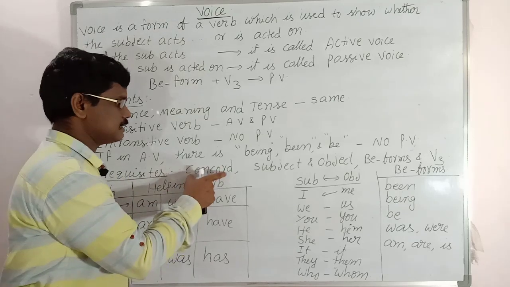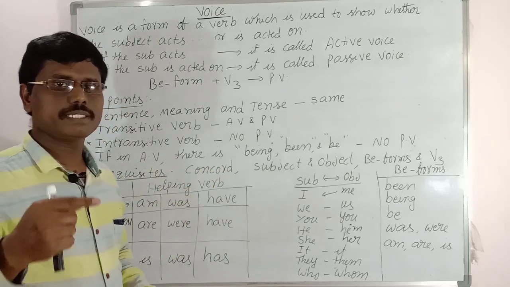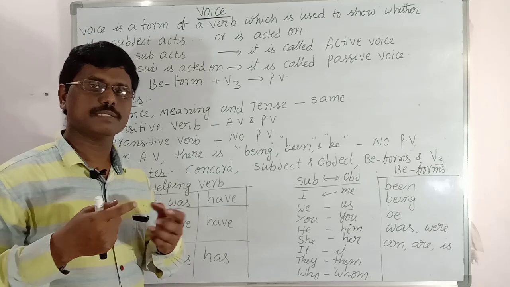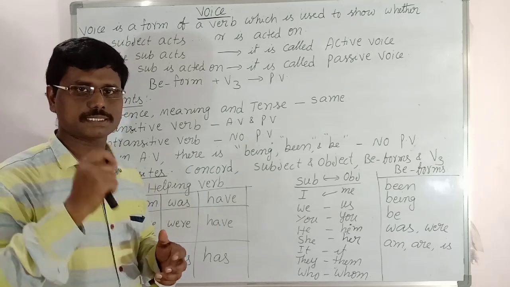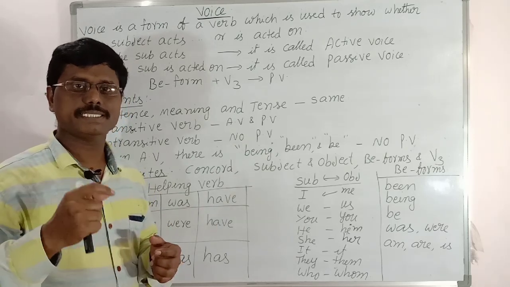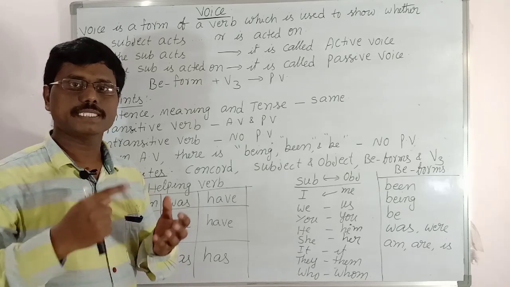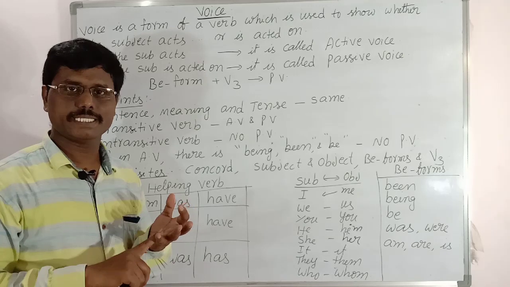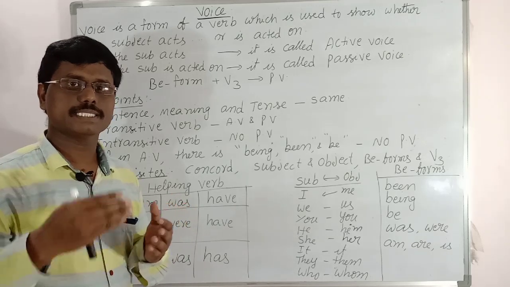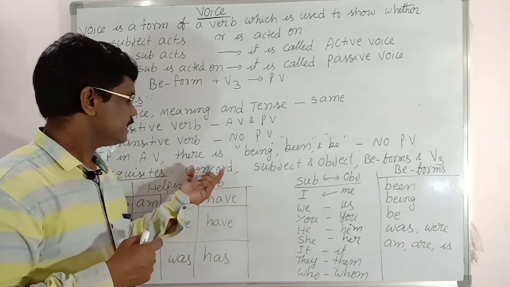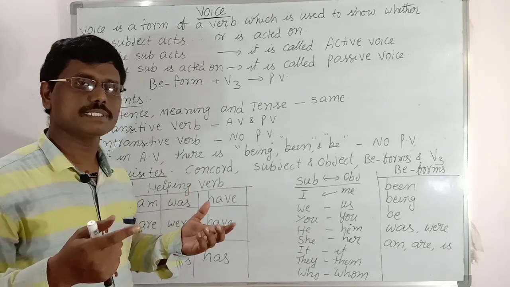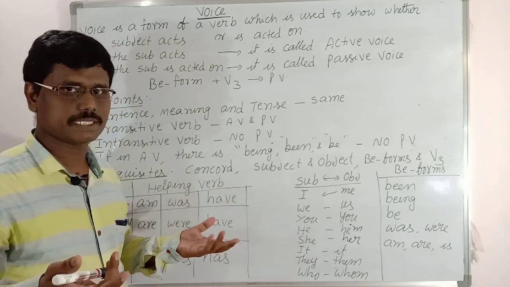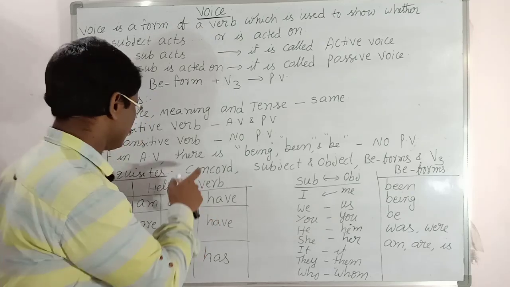What is a concord? Very important bit in almost all competitive examinations. What is a concord? Concord is an agreement between subject and verb. Very important. Concord is an agreement between subject and verb, because it is asked many times in various competitive examinations. Very important. What is concord?